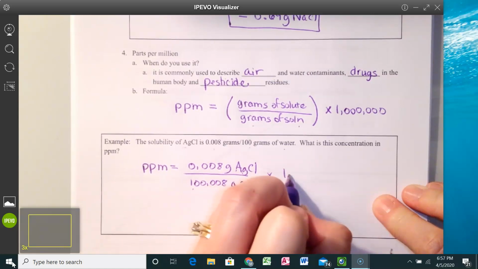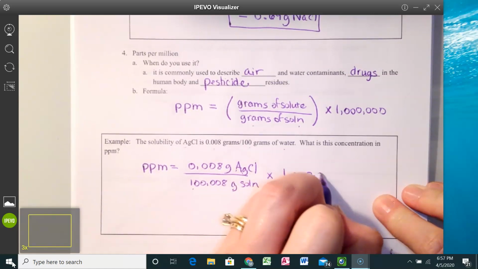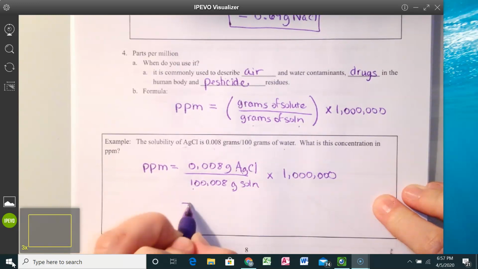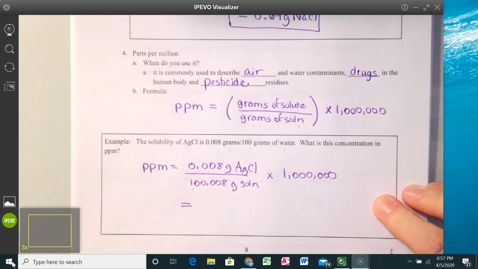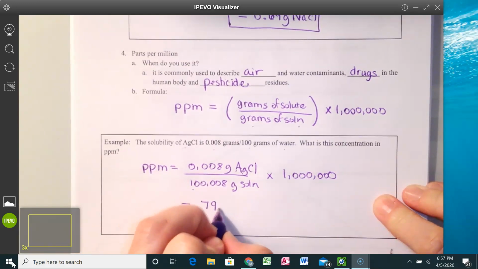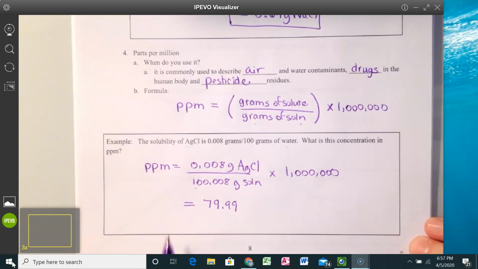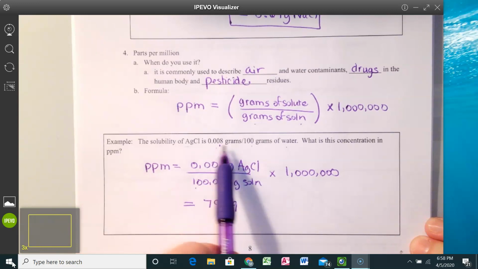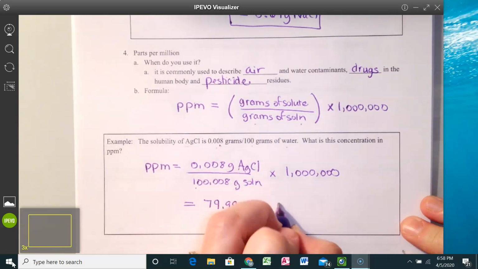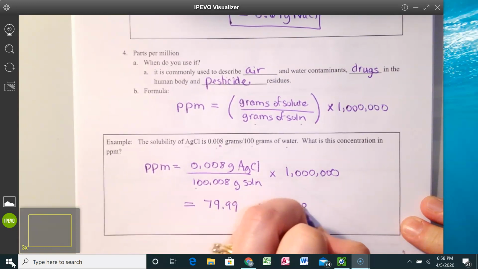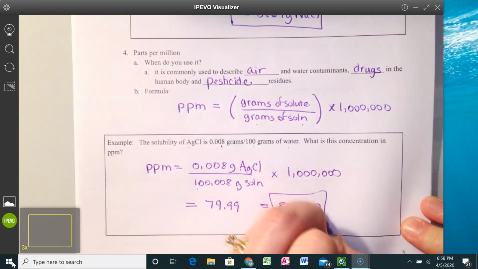Then we would multiply that by 1 million. And when we do that, we get 79.99. Now here's where we probably could go, all right, what could we do with significant figures? And I probably would go back to the typed word, and I would say, okay, we should have 1 sig fig, so this becomes 80 parts per million.